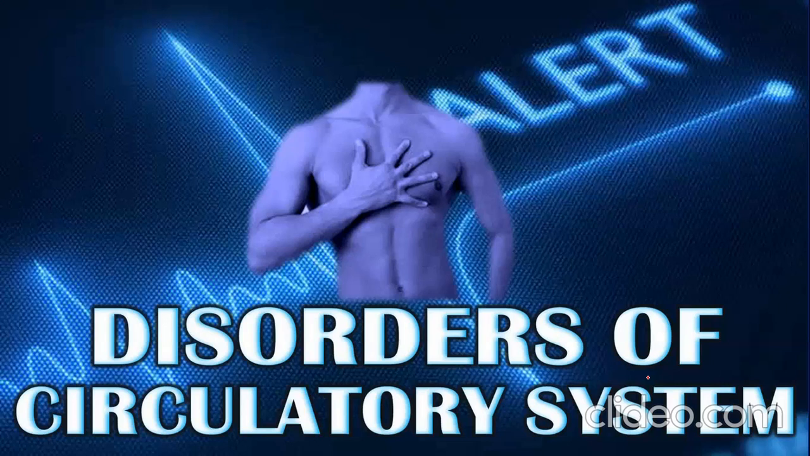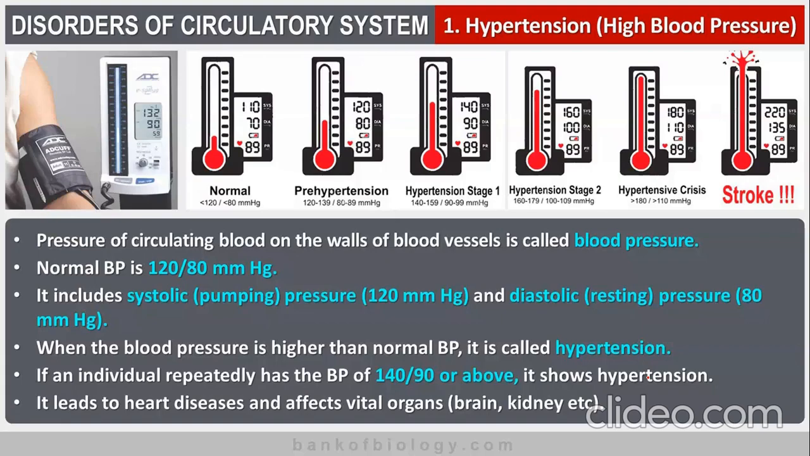Disorders of the circulatory system. The first disorder that is concerned with the circulatory system is hypertension, which is also called high blood pressure. The pressure of the circulating blood on the walls of the blood vessels that carry it is called blood pressure. The normal blood pressure is 120 by 80, but now there are a lot of individuals for whom the average is 140 by 90. Even 140 by 90, on earlier grounds, was considered to be proper hypertension, but now the normal is considered 140 and 90.